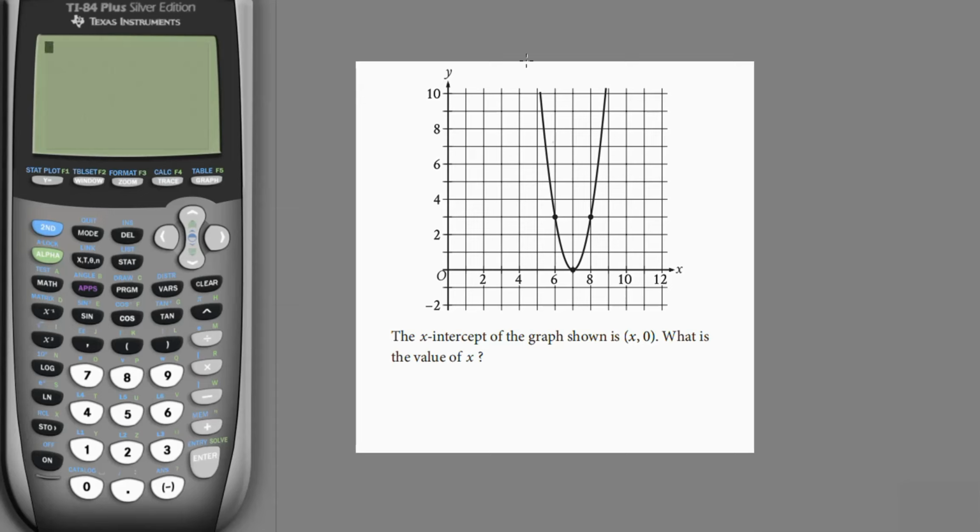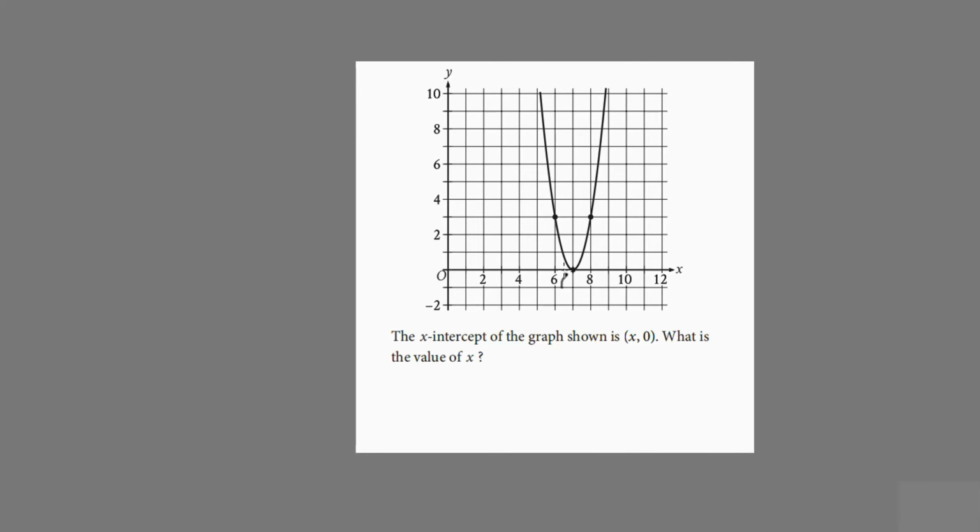So when you check, this curve is touching the x-axis at this point. Let me demonstrate, let me show you. Look at it, this point here. Okay, so this point is at (7, 0). So this shows us that the x-intercept of the graph, the value of x here, is 7.